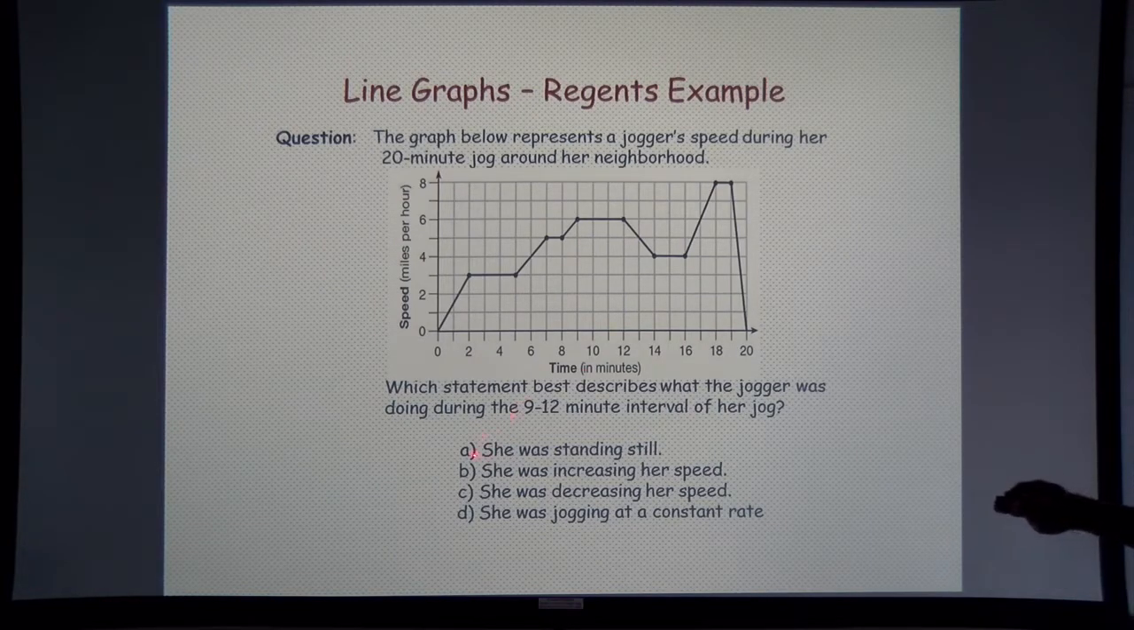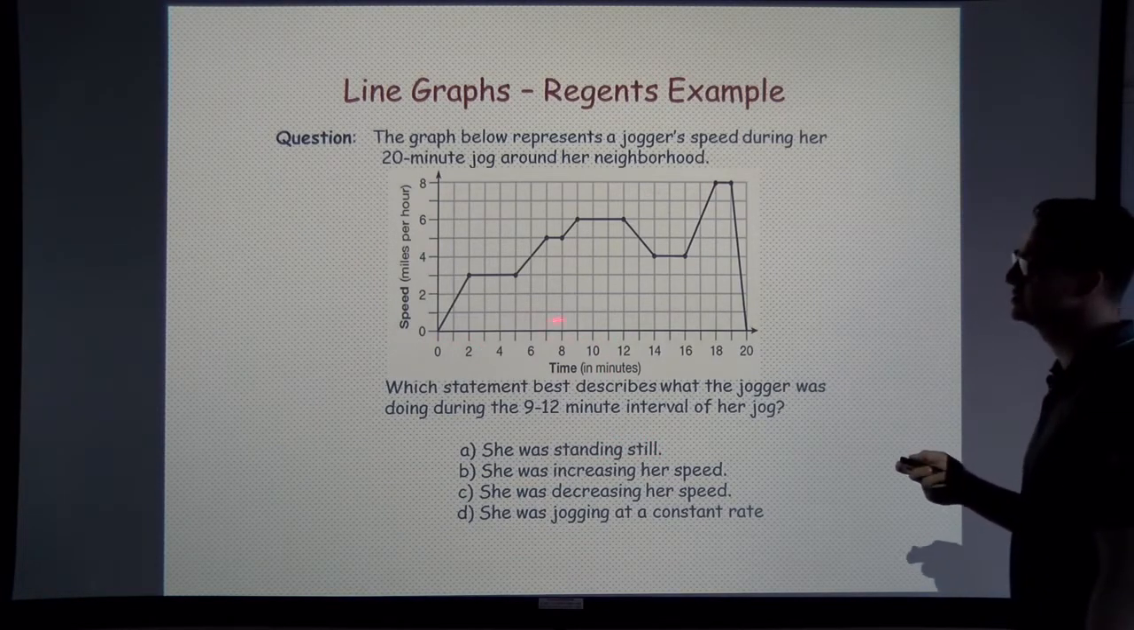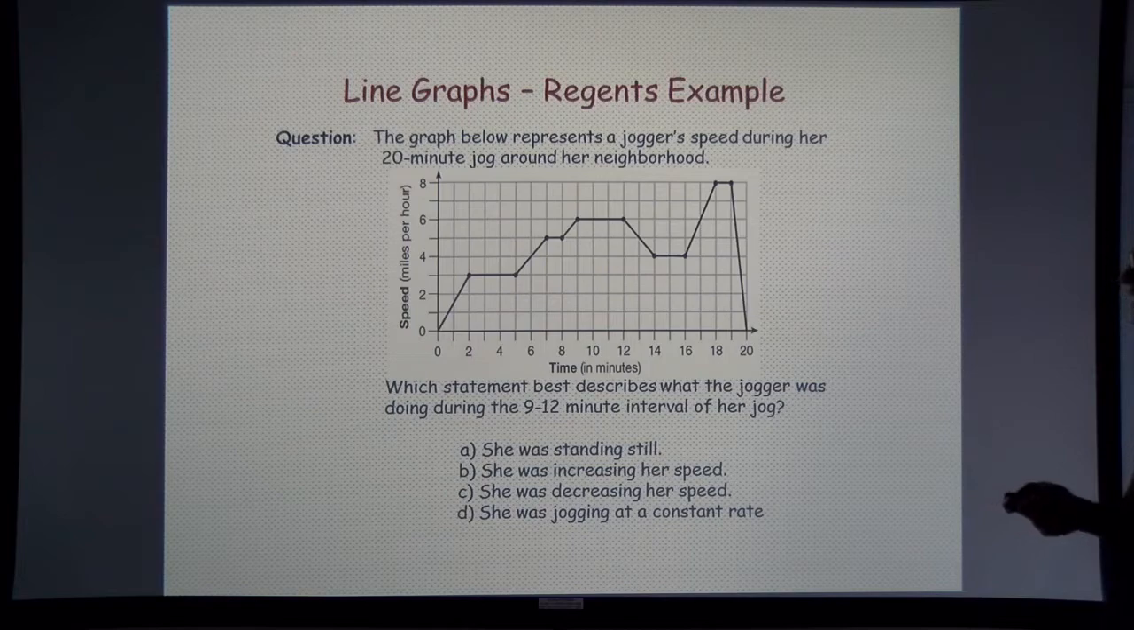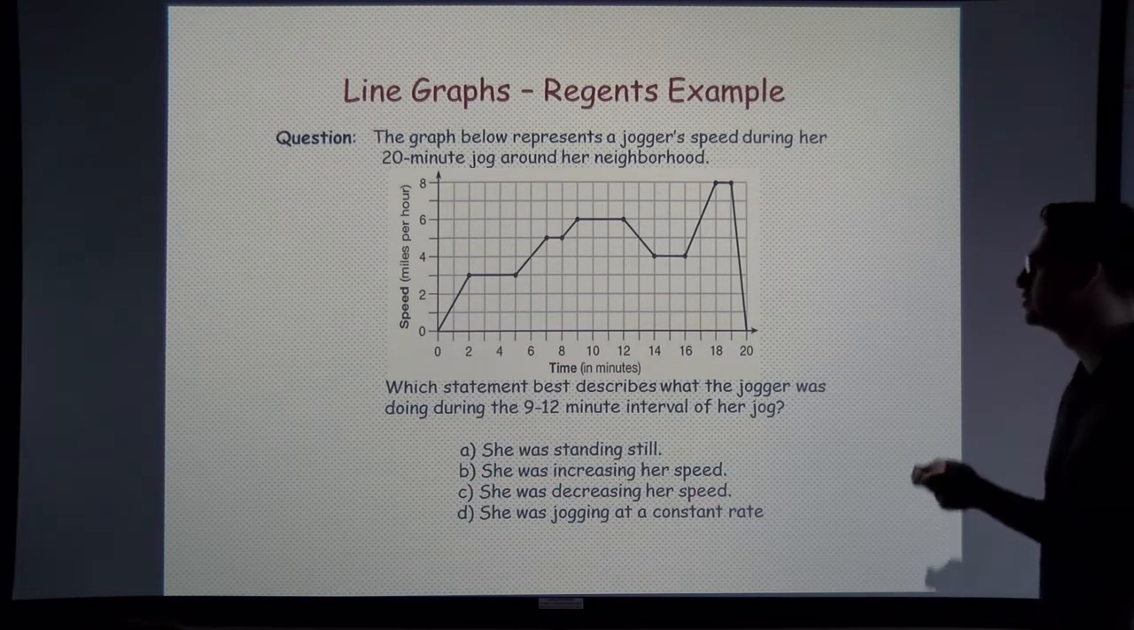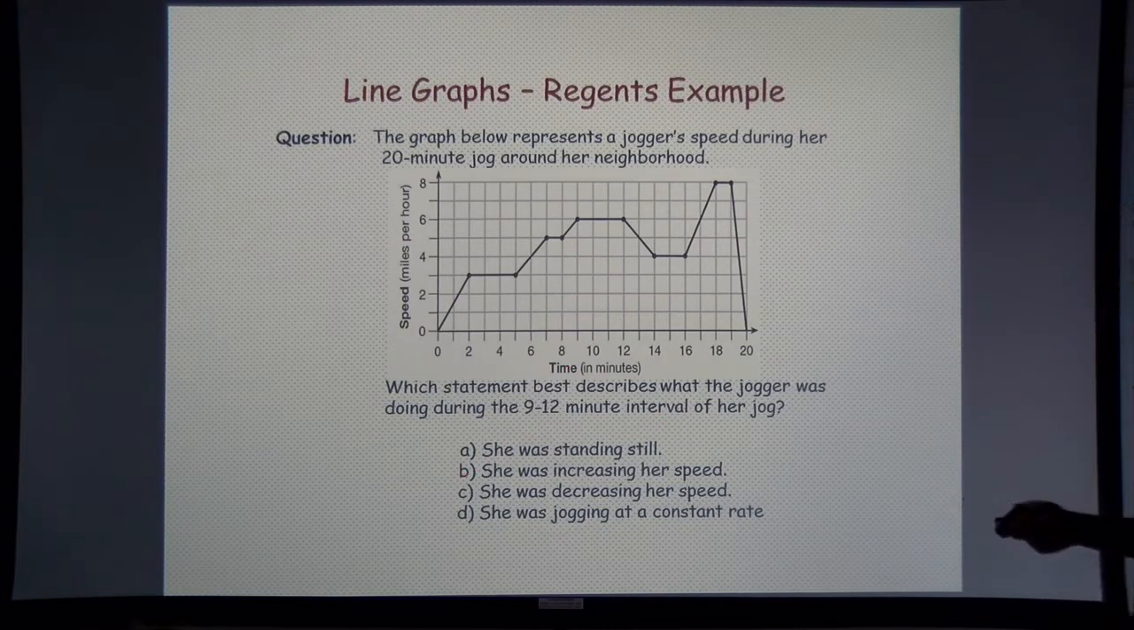So we could definitely eliminate choice A, she was standing still, because if she was standing still, then she would be at a 0 speed. So that could get eliminated. Choice B says she was increasing her speed. Well, from minute 9 to minute 12, it stays the same at 6 miles per hour. So we could eliminate choice B. Choice C says she was decreasing her speed, so once again, B and C could both be eliminated.